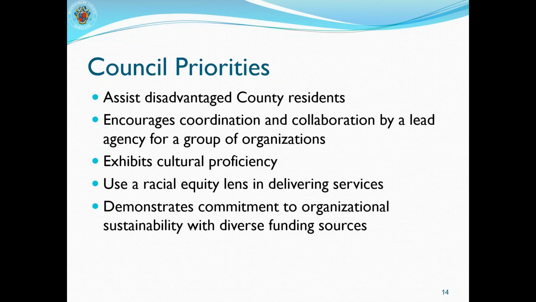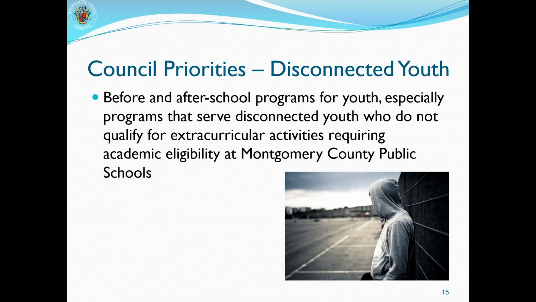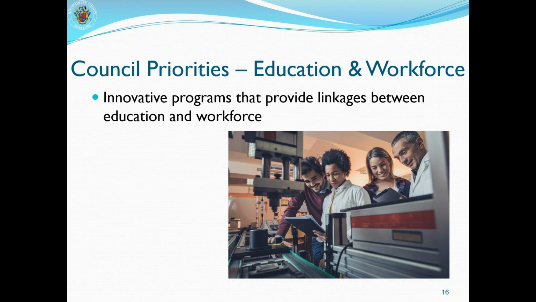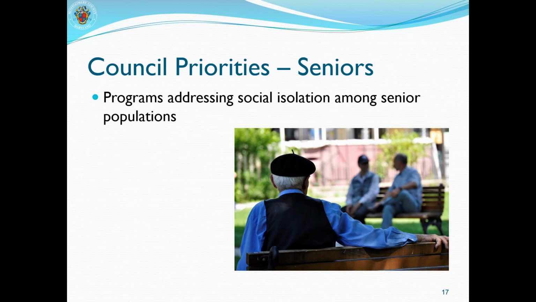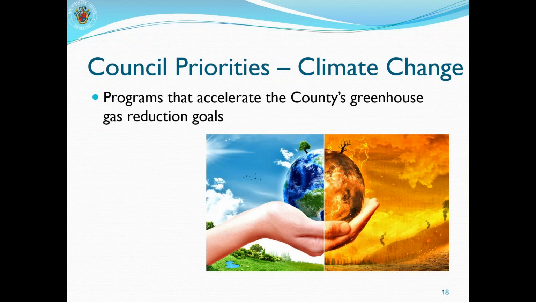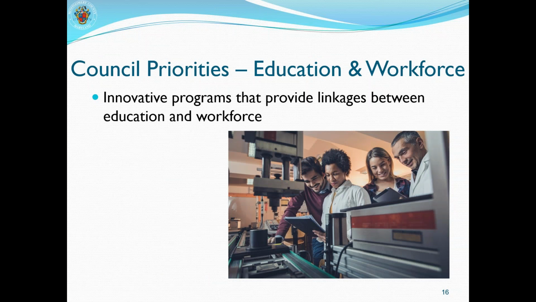So yes, it's very important to know that any program can still apply. If you have a specific program that hits one of these priority areas, whether it's disconnected youth, education and workforce, seniors, or climate change, that's great. We just want to call that out as proposals that we want to take a closer look at, and we want to categorize them differently. But by all means, we're not expecting all 400 applications to be only these 4 categories. We wouldn't want that.